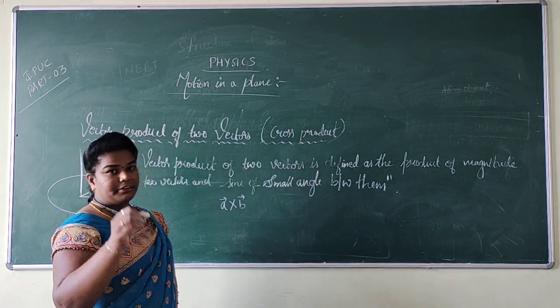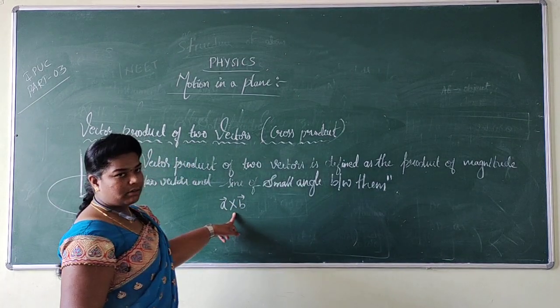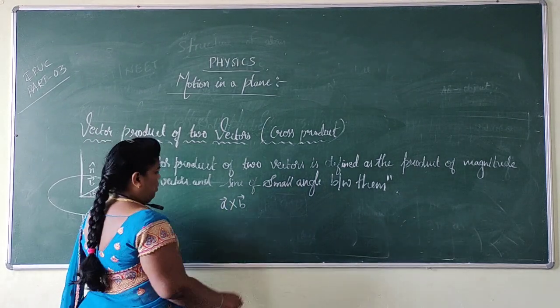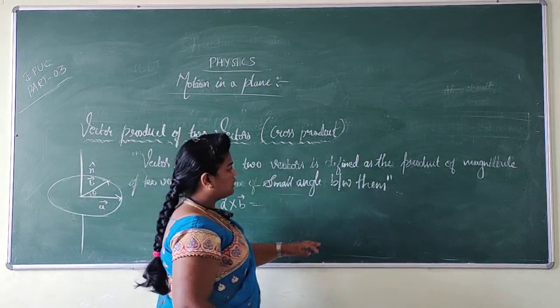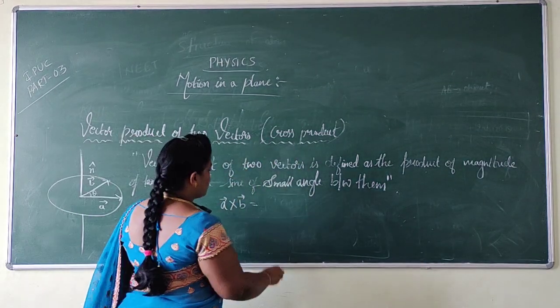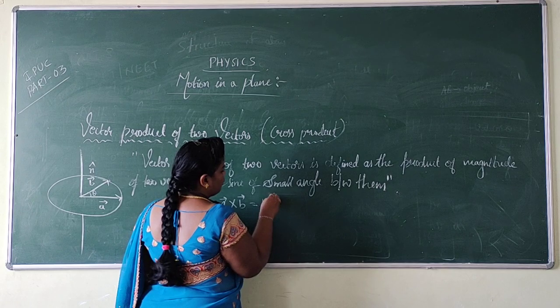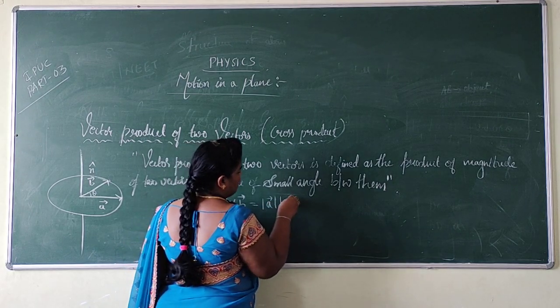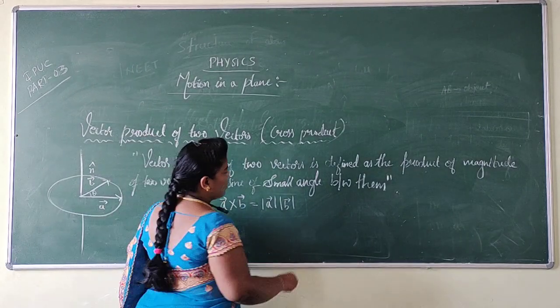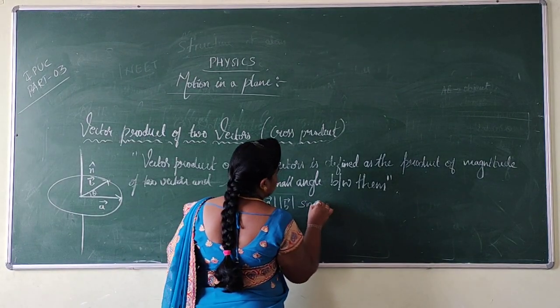See, we align and write dot for the scalar product. Here we are representing it with a cross, that is the multiplication mark. This is equal to the product of the magnitudes of the two vectors. We are multiplying the magnitudes of the two vectors A and B, and multiplying with the sine of the angle between them. It is sin theta.